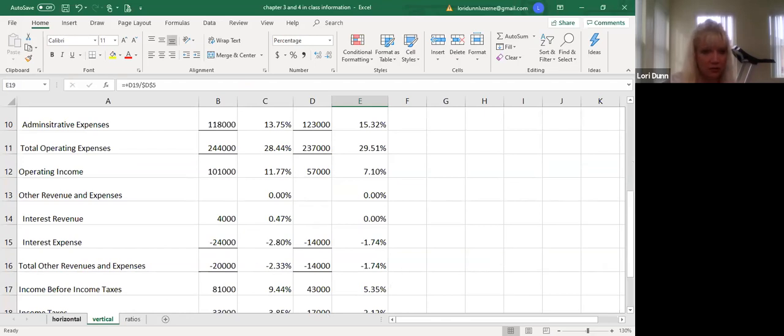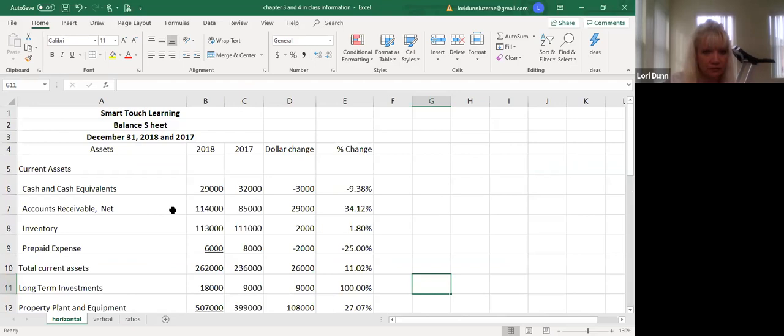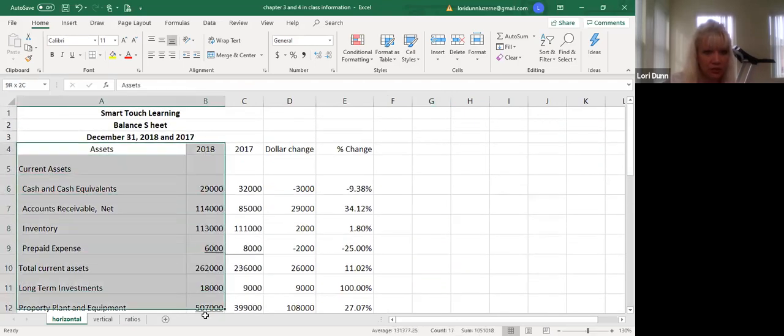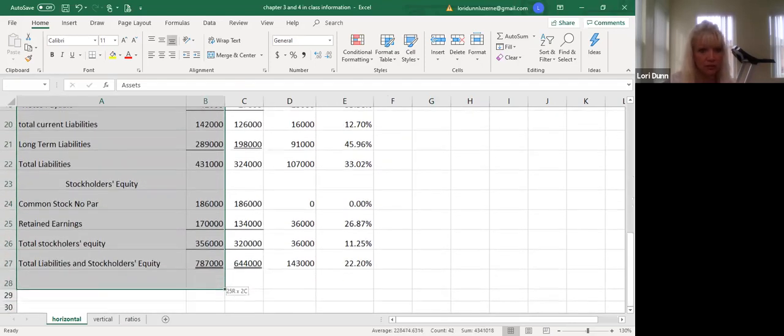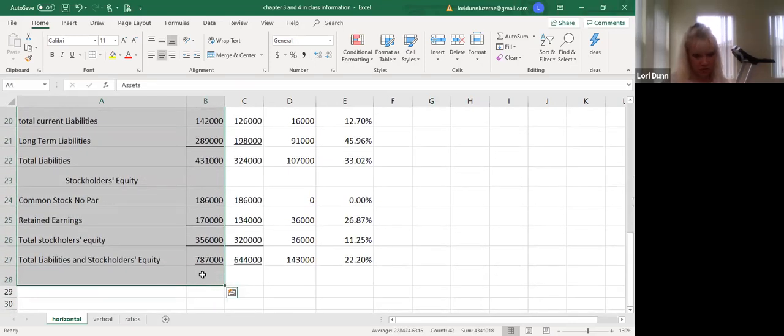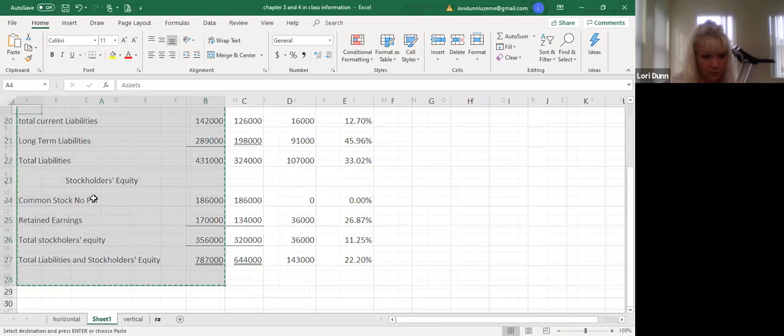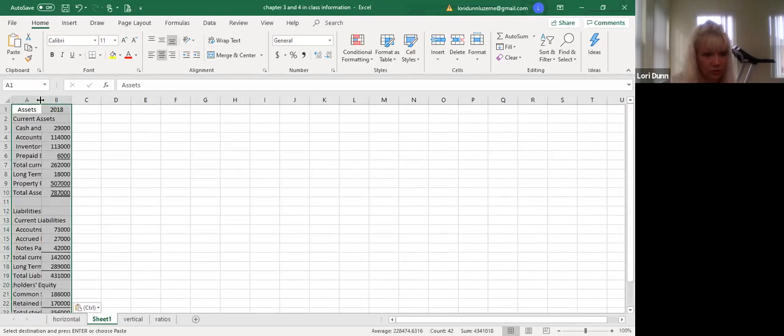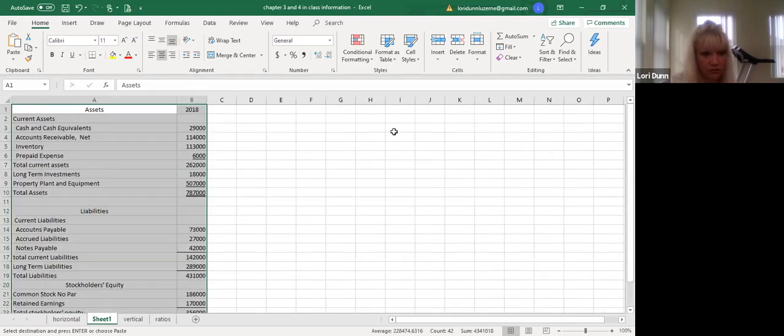Now I'm going to go back over. I want to show you the balance sheet quick. Let me open up a new page. Make sure you can see this.